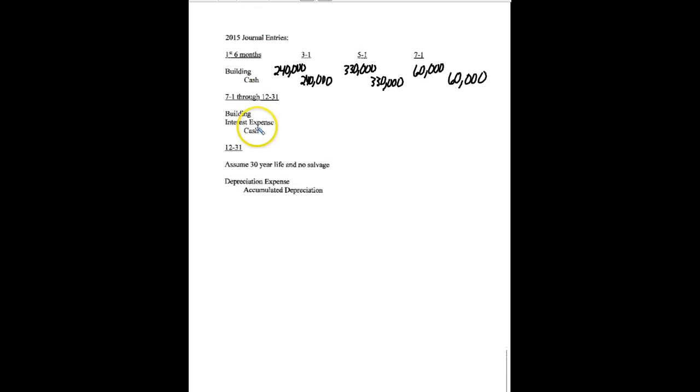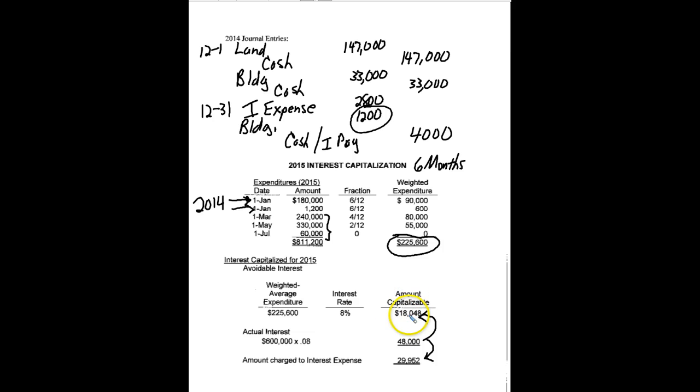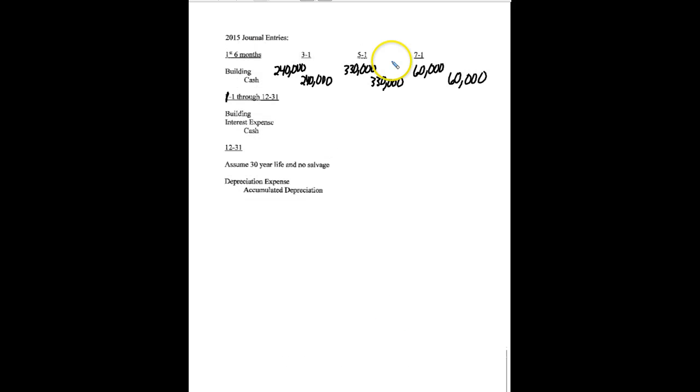Then we finished construction on July 1, through December 31st, our interest. Actually, I think I said that wrong. That's actually January 1 through December 31st, the interest. So let's see, what did I say? We're going to capitalize $18,048. We will expense $29,952. And then the total cash paid or accrued as a payable is $48,000.